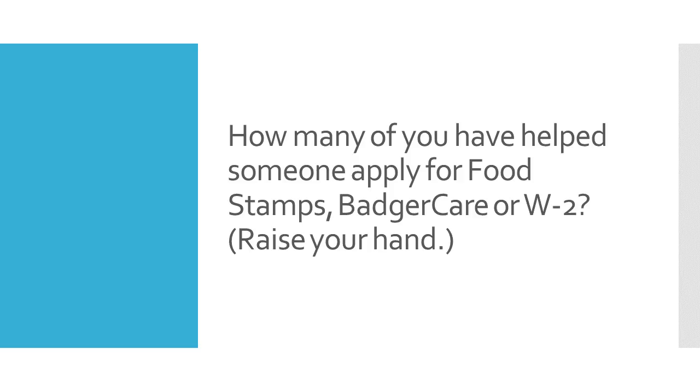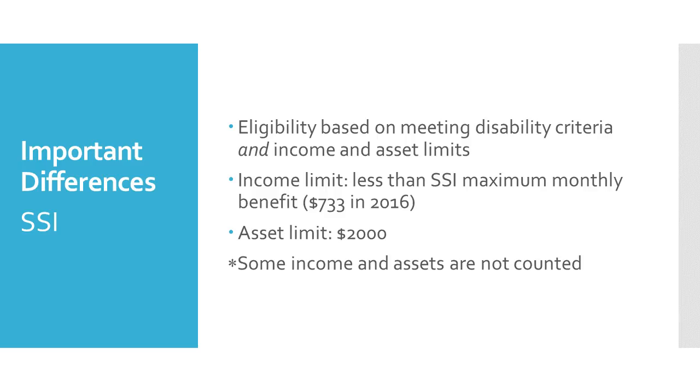Well, the reason I asked that question is because those of you who have done that with other benefit programs may be a little more familiar with the factors that go into determining SSI eligibility, because in addition to being disabled, for SSI you have to meet income and asset limits. And at the moment, the income limit is the SSI maximum monthly benefit amount, which is $733 a month. That does change annually. There is an asset limit which has been in effect for some time, and that amount has been $2,000 for some time and probably will remain that for the foreseeable future.